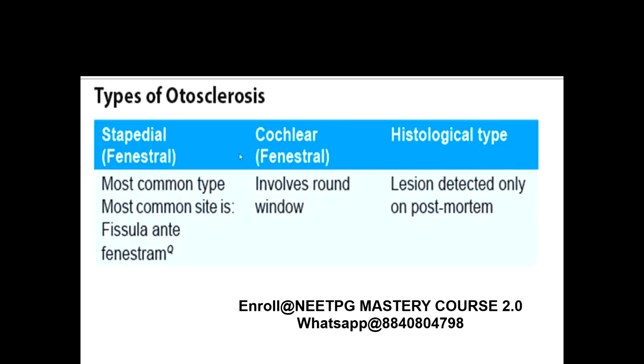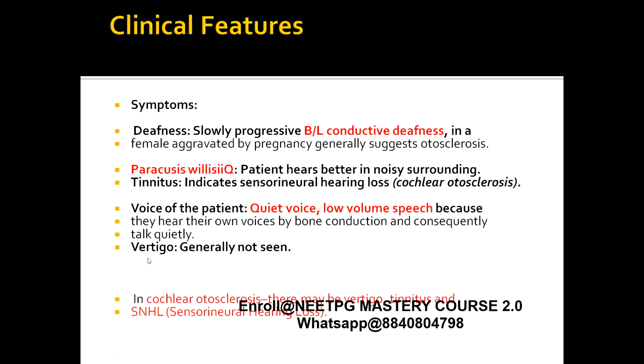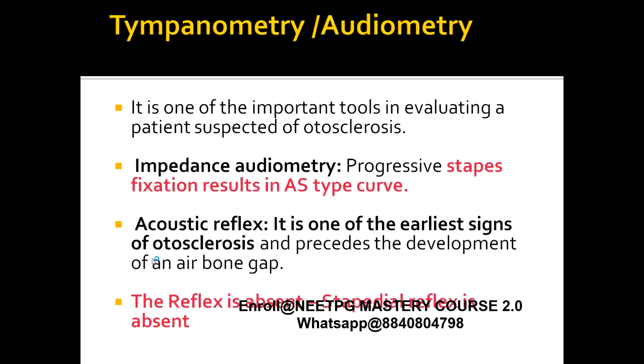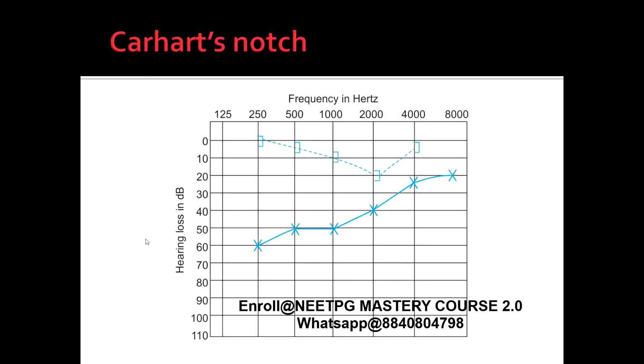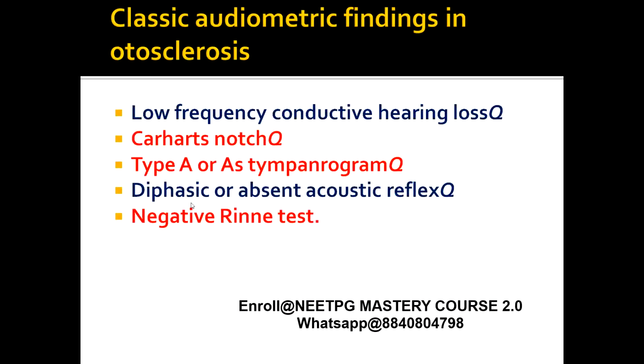There are different types of otosclerosis: stapedial, cochlear and histological. Histological type is basically detected postmortem at autopsy. Stapedial is the most common one. Cochlear involves the round window, and stapedial, which is most common, has fissula ante fenestram as the most common site. Now these are some things that we will discuss separately in a separate otosclerosis class.